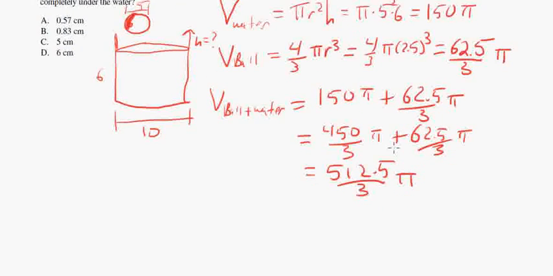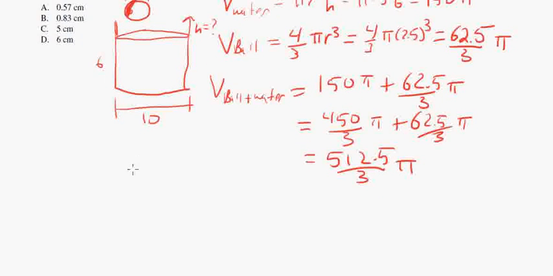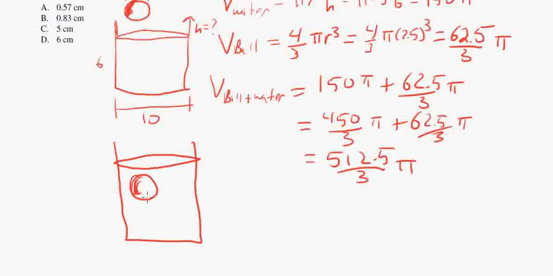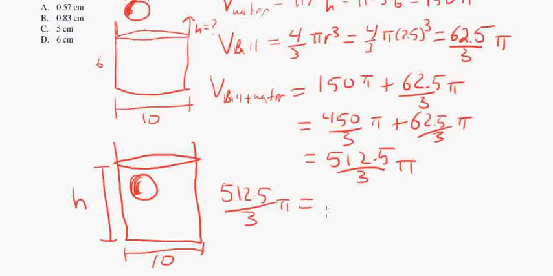Now, why is this quantity important? Well, when we add the ball to the water, there's the train again. There's my ball. The water is still a cylinder of radius 5, or diameter 10, and height h. So this volume is just the volume of yet another cylinder. So I can say the following: 512.5 over 3 pi is going to be equal to pi r squared times h.